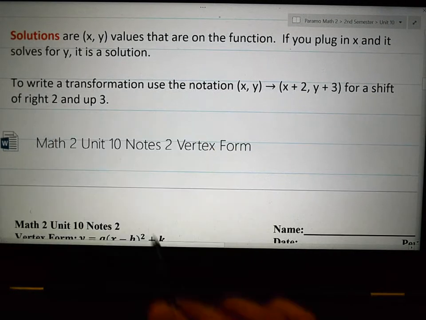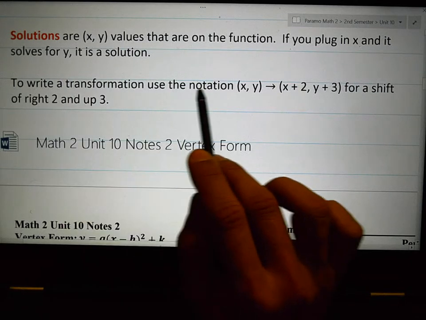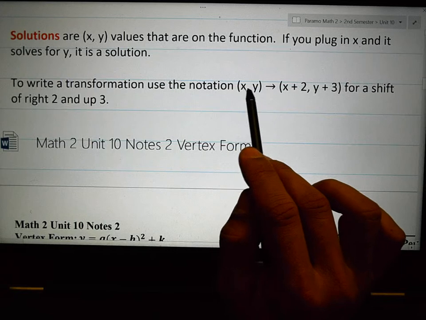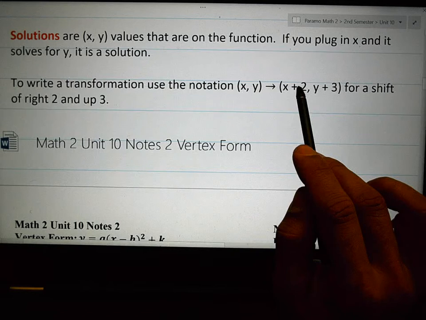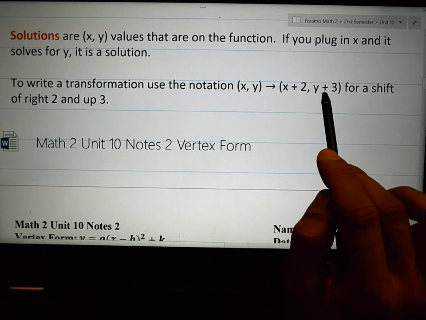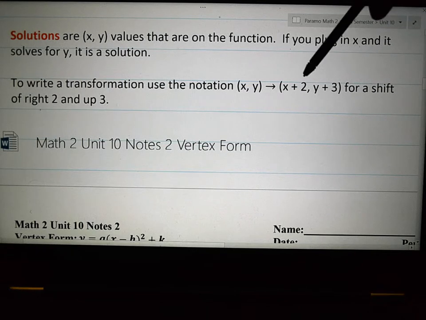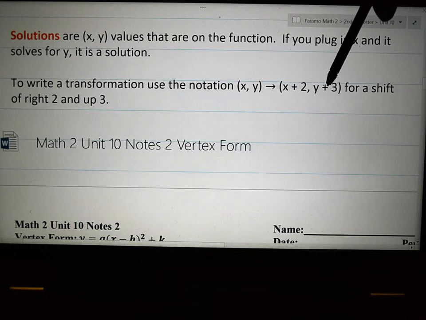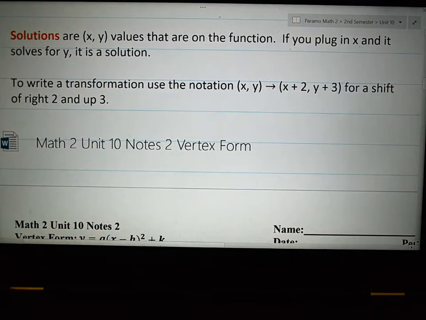The last thing that I have up here is talking about transformations. To write a transformation, we're going to use this notation where we say all the xy's are going to be transformed by shifting the x 2 more to the right and 3 up. And that's going to represent right 2 and up 3. If you need to go to the left, you would subtract 2 from x, or you would subtract however many you're trying to go. If you're trying to go down, you subtract. If you're trying to go up, you add to the y, and so on. This is how you write it. And that'll be important as you get to later questions.